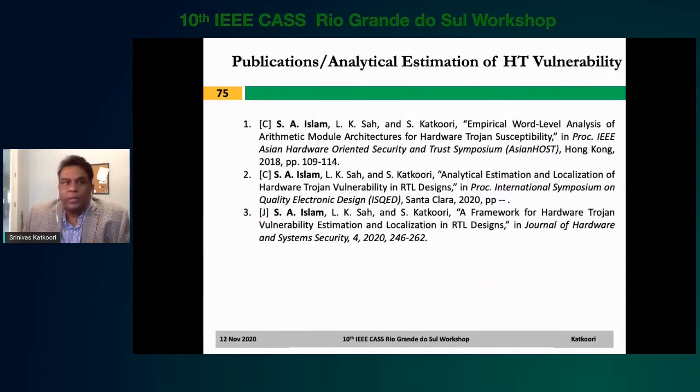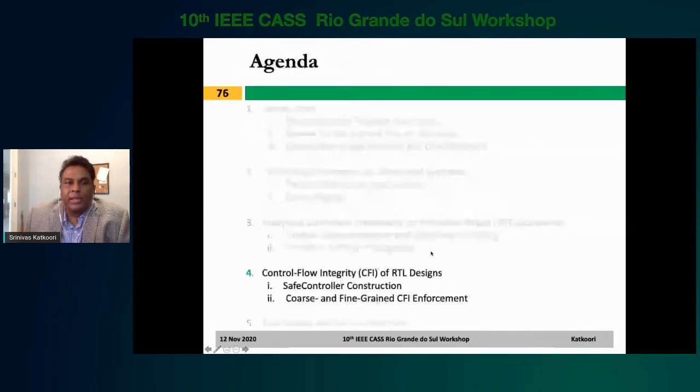These are the papers published on this idea, and in the Journal of Hardware and Systems Security, HASS, we have this paper published. Interested folks can look at that paper. Lastly, control flow integrity is the third technique that we have proposed.